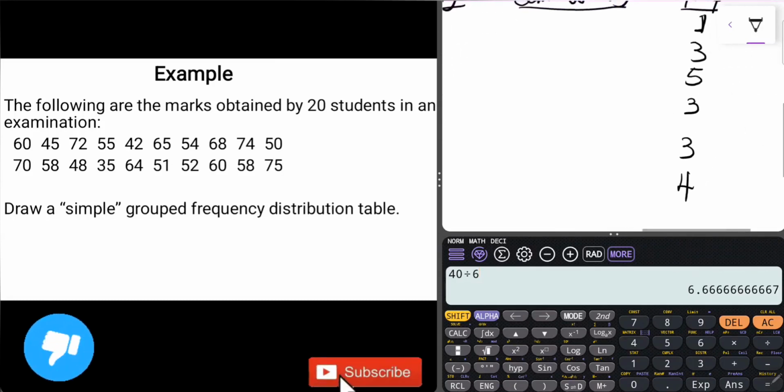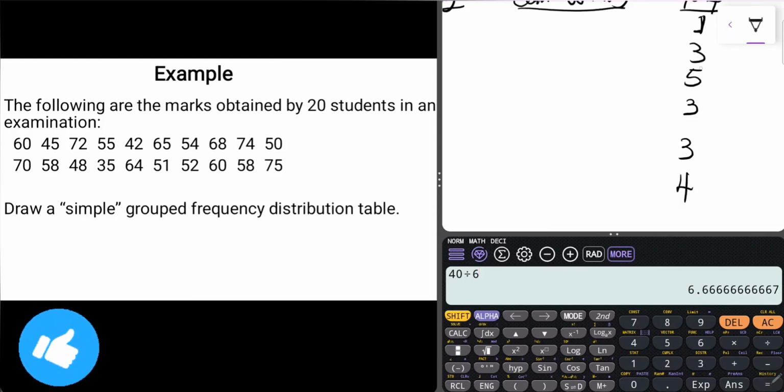At the end of the day, your frequency should sum up to 20. So let's see. 1 plus 3 will fetch us 4. 4 plus 5 will fetch us 9. 9 plus 3 will fetch us what?